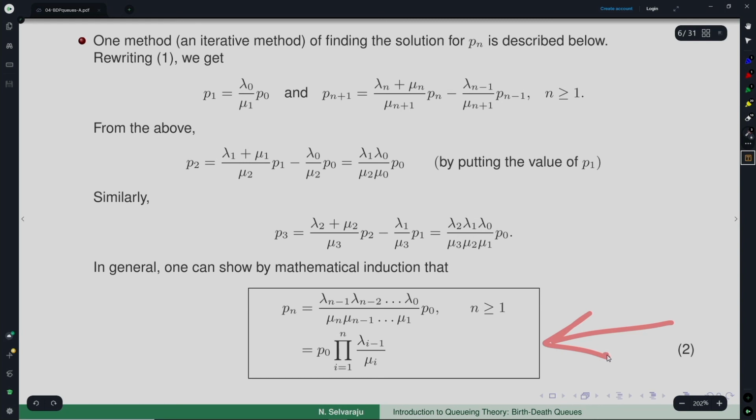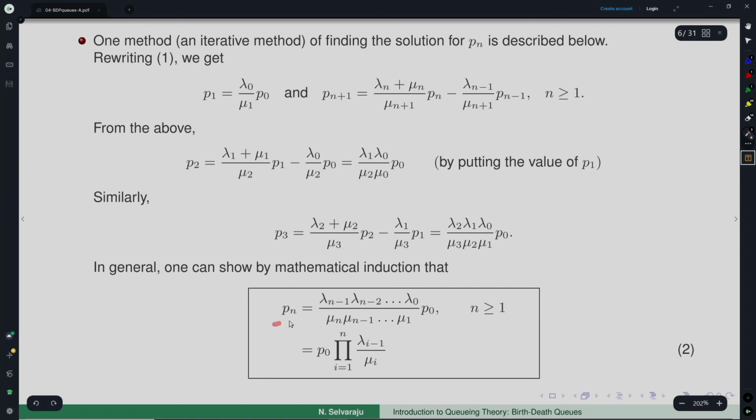Now, here this is Pn; everything you are expressing in terms of P naught and as a product in terms of these lambdas and mu's, and that is what you are getting here. One can show this mathematically by induction: P1 is true, we have seen P2, and you assume it for n and show that this is true for n plus 1, exactly like something similar to this. That is what you will be arriving at.